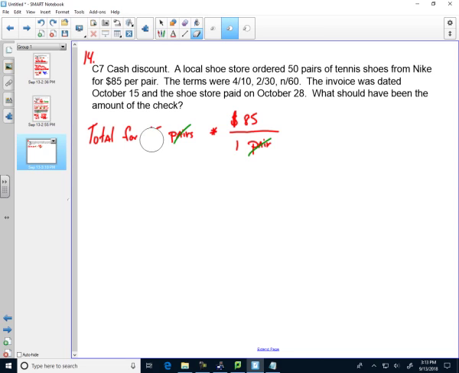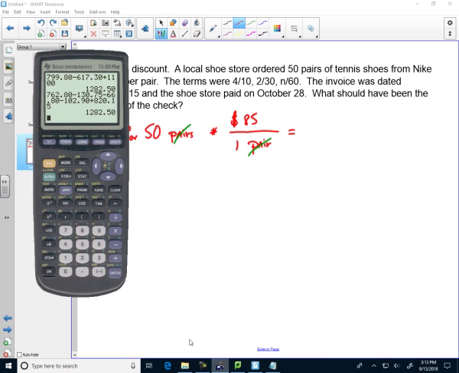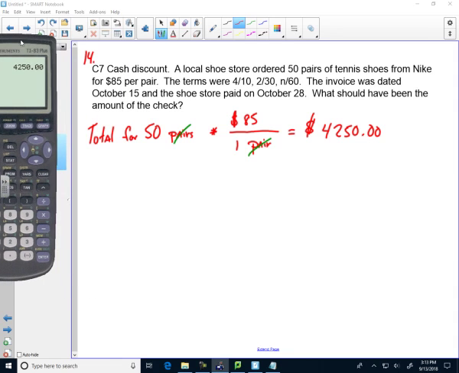I guess I saw the October the 15th. 50. Okay? So we're going to wind up with dollars here, which is good. 50 times 85, press enter. So the gross amount looks like it's $4,250. All right, everybody okay with that?